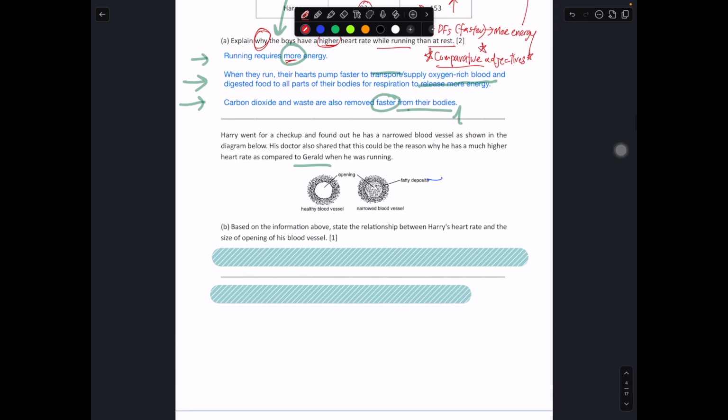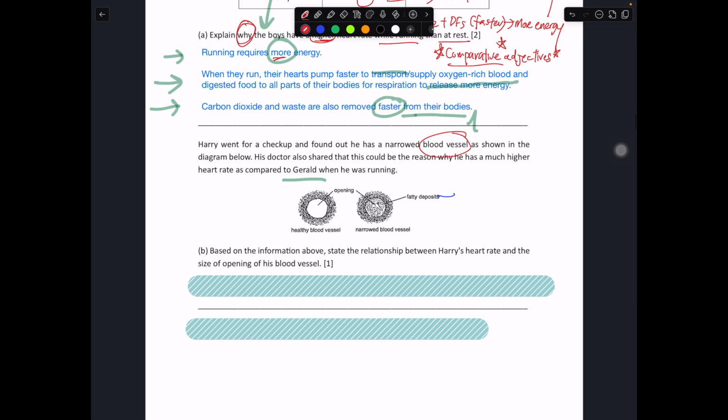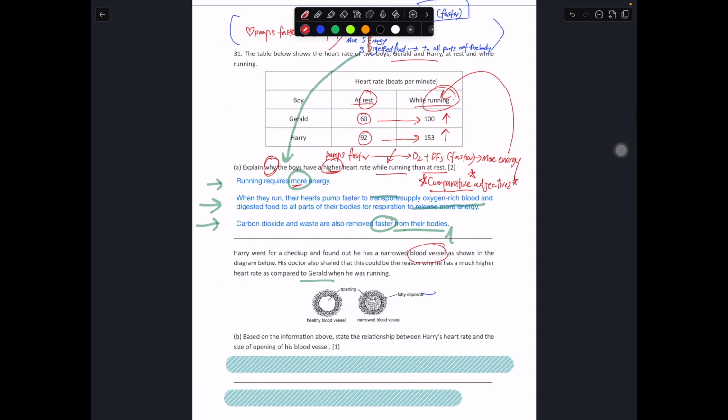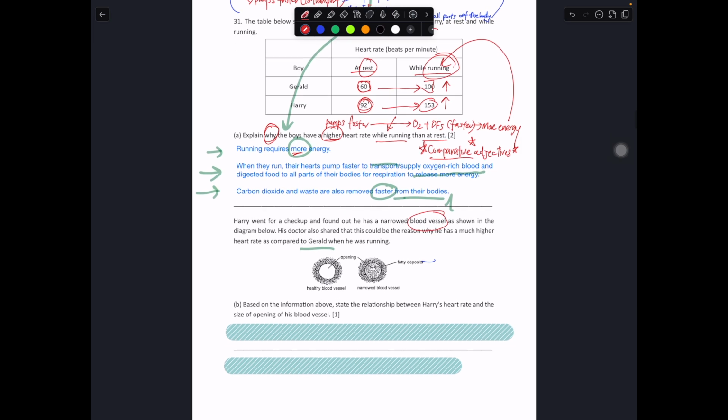Harry went for a checkup and found that he has narrow blood vessels as shown in the diagram. The doctor shared that this could be the reason why he has a much higher heart rate as compared to Jared. You notice that for Harry, be it at rest or running, Harry always has a higher heart rate when doing the same activity. This shows that the heart has to work double fast to produce the same amount of energy for the required activity.